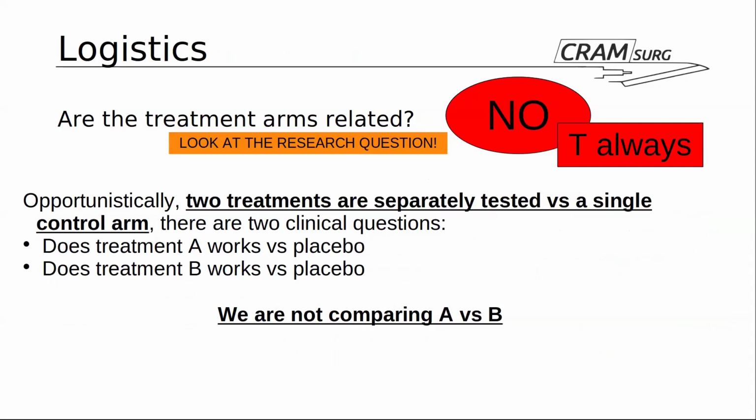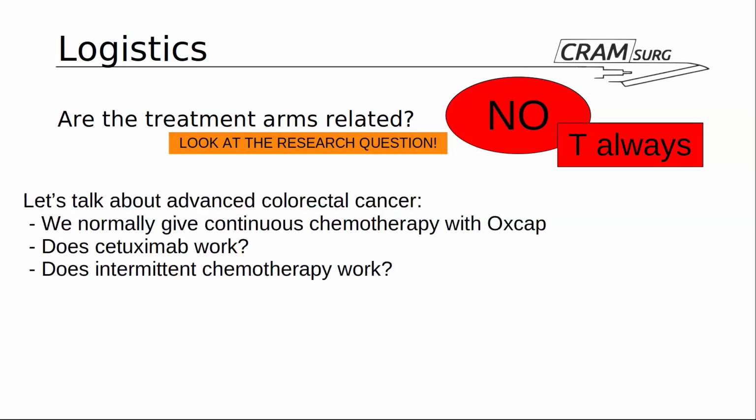So you have treatment A and treatment B. You compare treatment A versus placebo and treatment B versus placebo, for example, or treatment A versus standard of care, treatment B versus standard of care. You're not comparing A versus B. That's the difference compared to the design we discussed earlier on. I'll give you a practical example, which I think is quite clever.